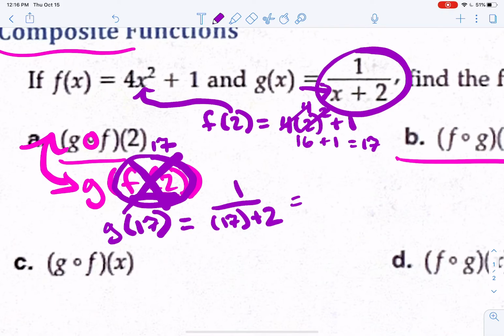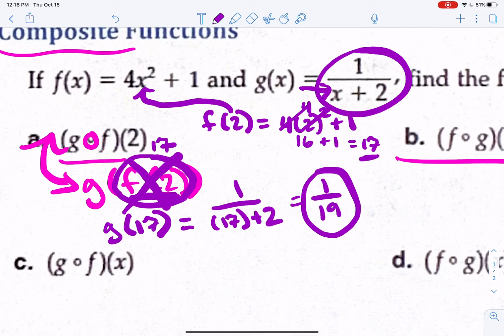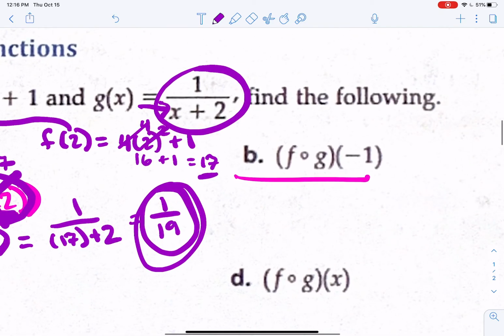1 over 17 plus 2 is 1 over 19, and that's going to be my final answer, okay? So 17 is not my answer. 17 was part of what got me to the end, but I have to do both of those steps in order to get my final answer of 1 over 19. Okay, let's do that again over here with -1.